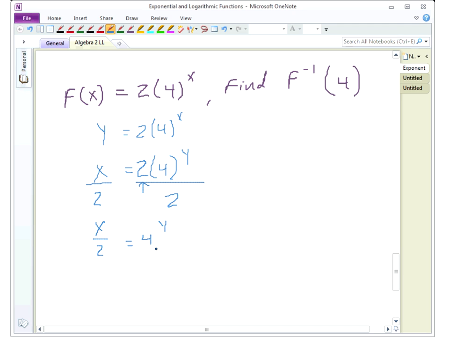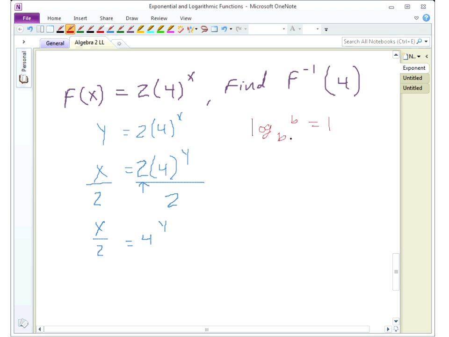Everybody following so far? Like I said, I think this is probably harder going from expo to log than the other way around. But anyway, at this point we have to take the log of each side. Now, here's what's cool, and this is a very, very important little rule to remember here. And it is log base b of b equals 1. And here's why.